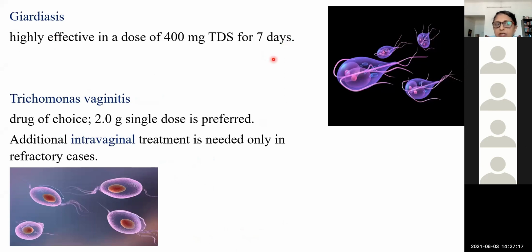So it is used in giardiasis. If you can remember the dose, it is okay: 400 milligram TDS for 7 days. Then trichomonas vaginalis: here it is a 2 gram single dose. In addition, we have to give some intravaginal treatment, because trichomonas vaginalis is the agent causing trichomonas vaginitis. Vaginitis means intravaginal treatment, some ointments, pessaries, etc. can also be kept for treating this trichomonas vaginitis.